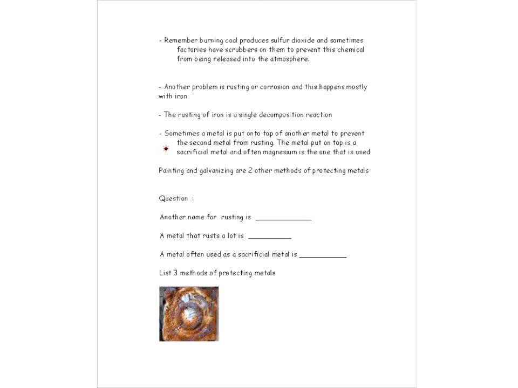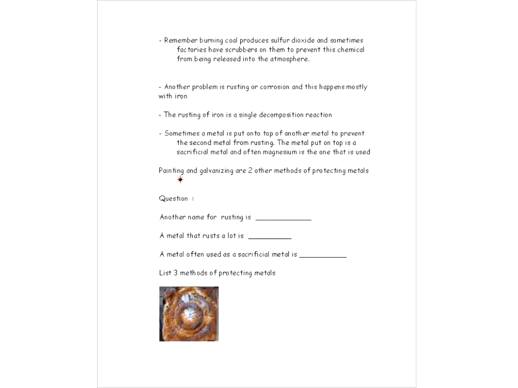Now there are ways to reduce the corrosion of iron, or rusting. There's 3 different ways. One thing we can do is we can put a metal on top of another metal. And the metal that's put on top of the other metal that prevents rusting, the metal that's on top, is called a sacrificial metal. And often we use magnesium as a sacrificial metal. That's one way of preventing rusting.